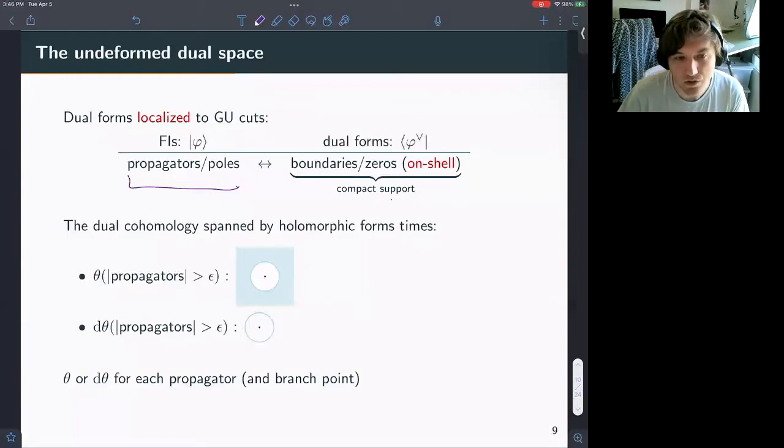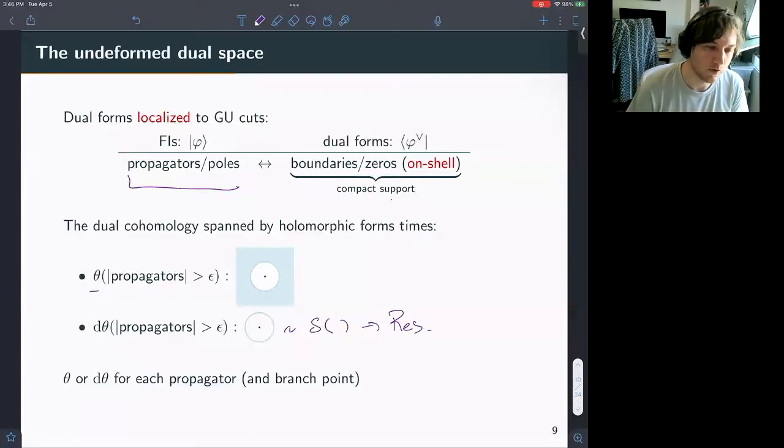So essentially, the dual cohomology is spanned by holomorphic forms times either a step function, which has support away from these cuts, or a d theta. And this d theta, you know, it's roughly a delta function. So this is going to take a residue when we put this in the intersection number. And every dual form needs to have either a theta or a d theta for every propagator and every branch point in order to have proper compact support.